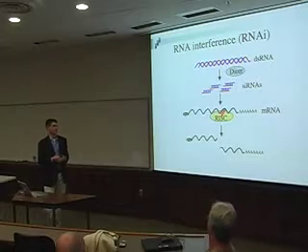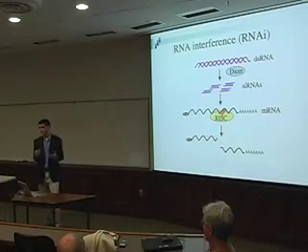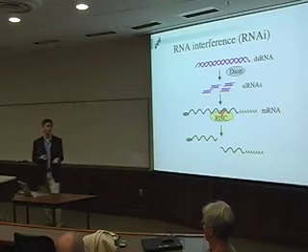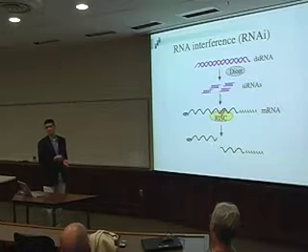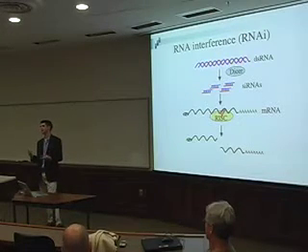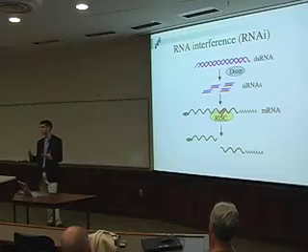siRNAs in RISC can associate with messenger RNAs. And once that association occurs, RISC can actually catalyze the cleavage of a messenger RNA, which you see in the bottom here. Once this messenger RNA is cleaved, it can't be translated into protein. Effectively, you silence this gene.